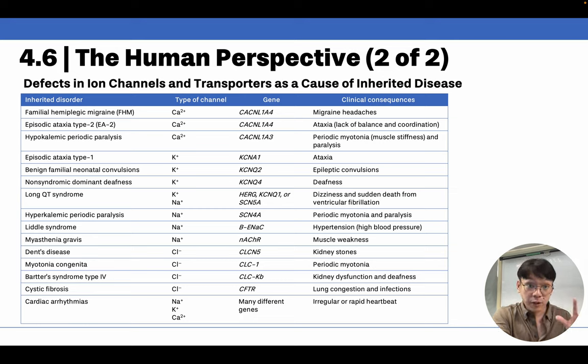These are the inherited disorders, defects in ion channels and transporters, the types of channel. It could be calcium, potassium, sodium, chlorine, or the three, the genes associated with it, and the clinical consequences: migraine headaches, ataxia, periodic myotonia, epileptic convulsions, deafness, dizziness, paralysis, hypertension, muscle weakness, kidney stones, kidney dysfunction, lung congestion, irregular or rapid heartbeat in the case of cardiac arrhythmias.